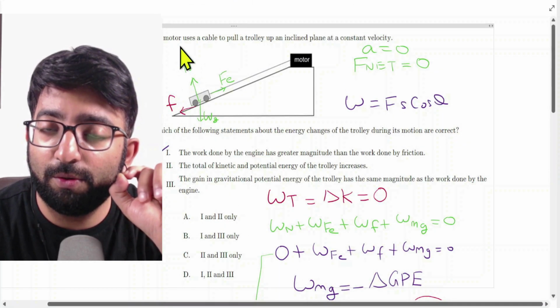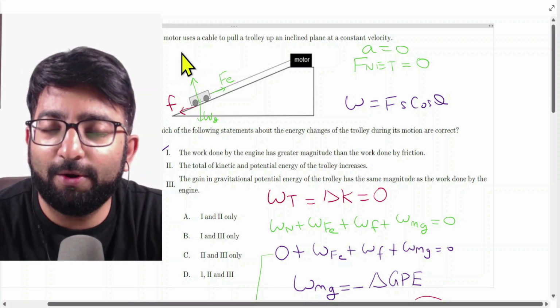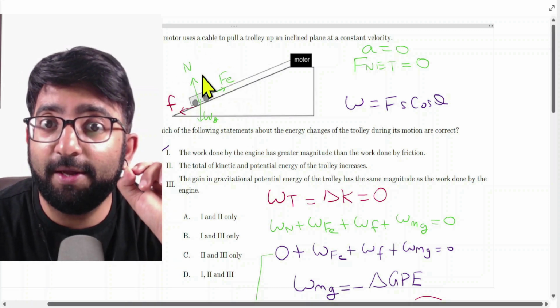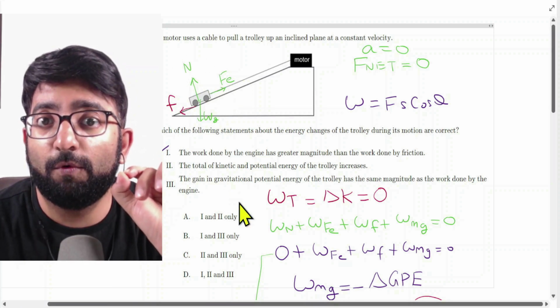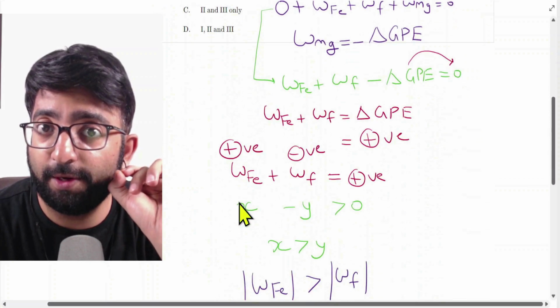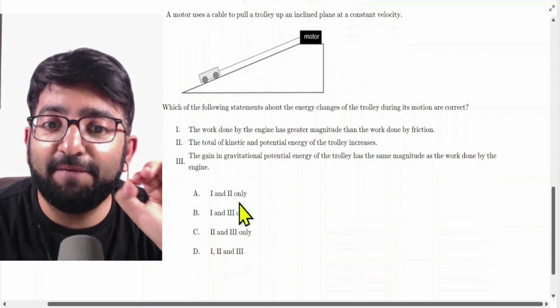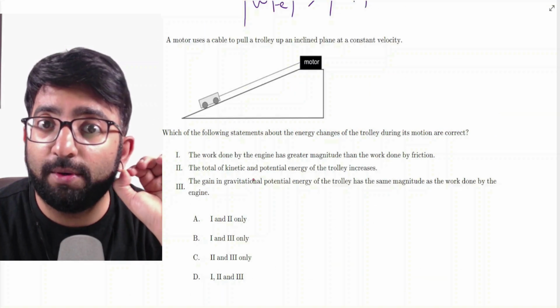Normal reaction is another non-conservative force, although the work done by normal reaction is zero. Then we have the engine force, which is the pulling tension force. That is also a non-conservative force. So in the presence of these non-conservative forces, mechanical energy is never conserved. So statement 2 cannot be right.